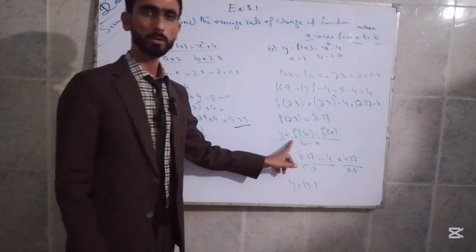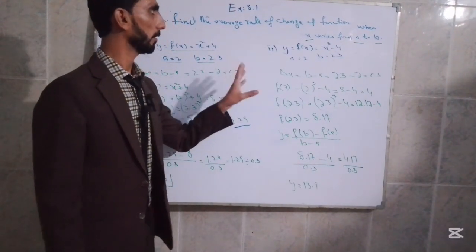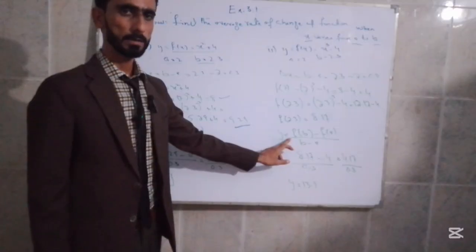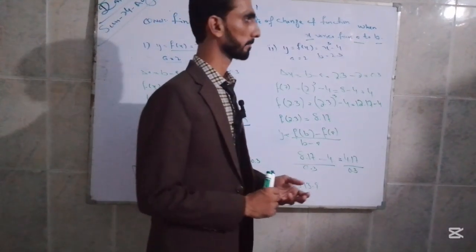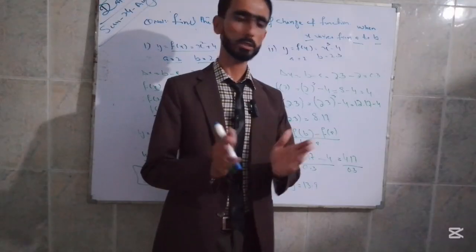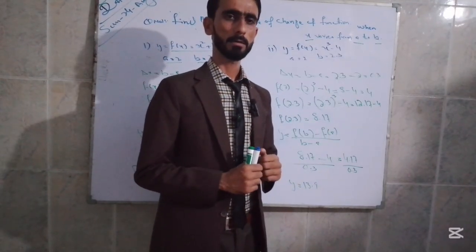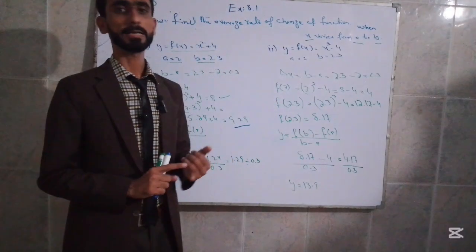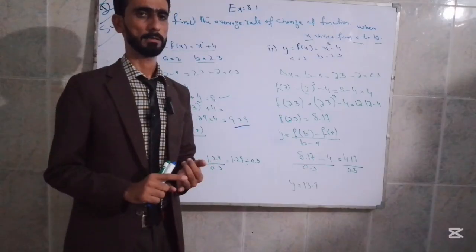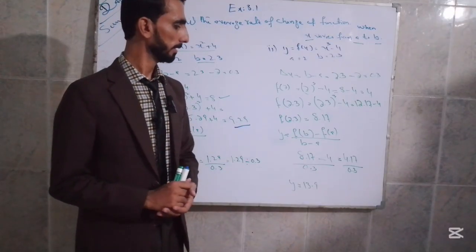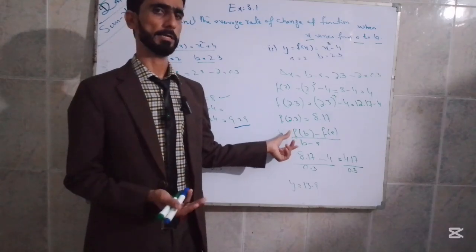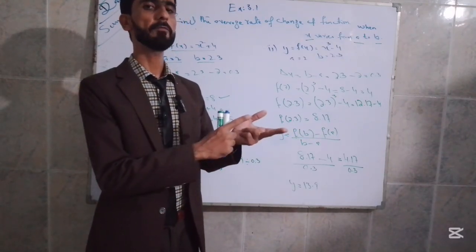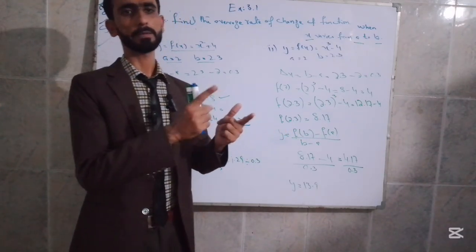Okay, you must remember this formula. This formula is the rate of change of a function. How do we solve this one? First we find the difference of these two points, and we also find f of b and f of a. It means in this lecture we are just finding three things: f of b, f of a, and the difference of the points.